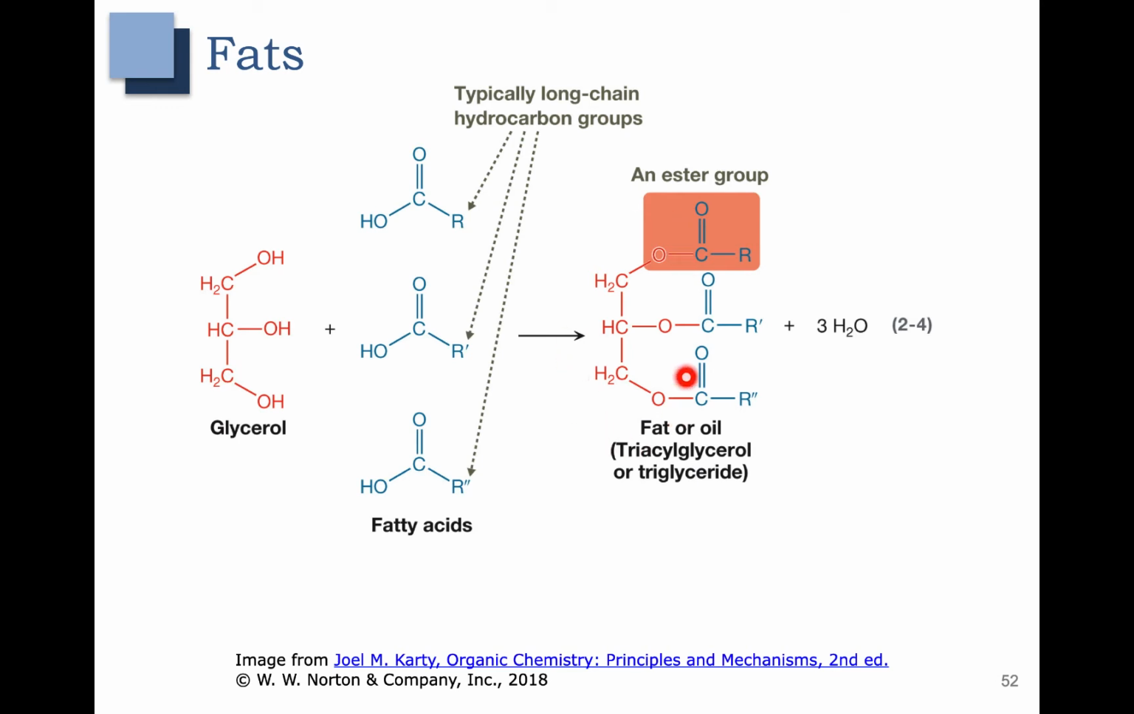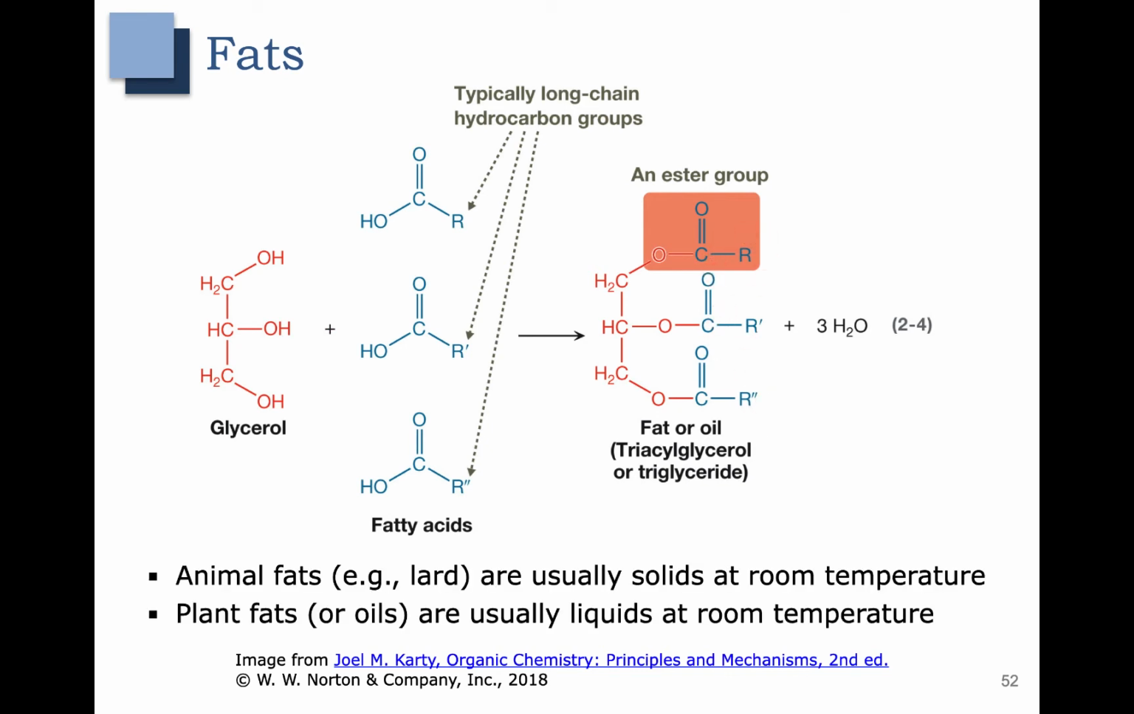Here in red, you can see the atoms that come from glycerol. And here in blue, you can see the atoms that come from the fatty acids. The R groups attached to the esters here may be different depending on the fat. Animal fats tend to be solid at room temperature. One good example is lard, whereas plant fats tend to be liquids at room temperature. So we usually consider plant fats to be oils.